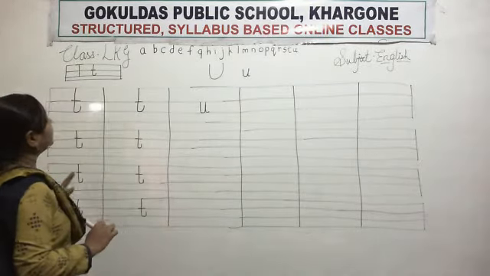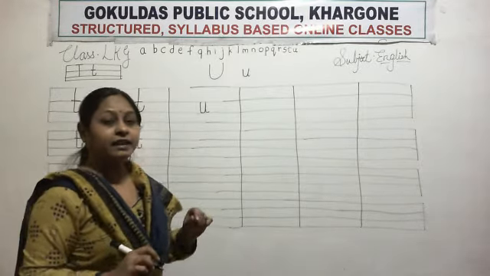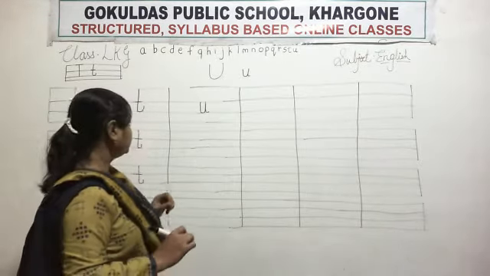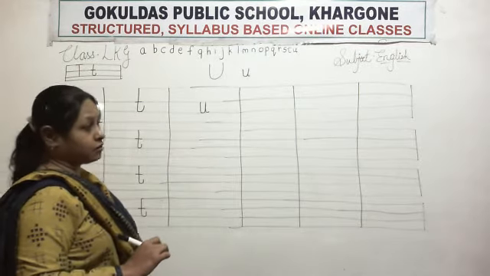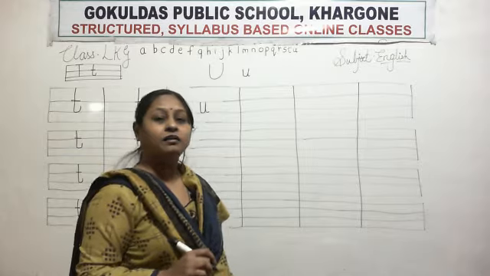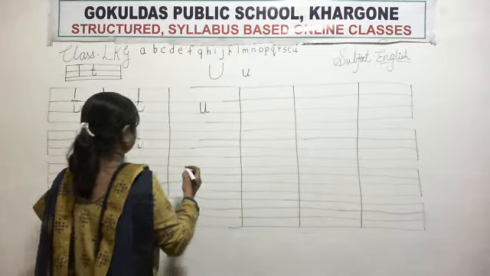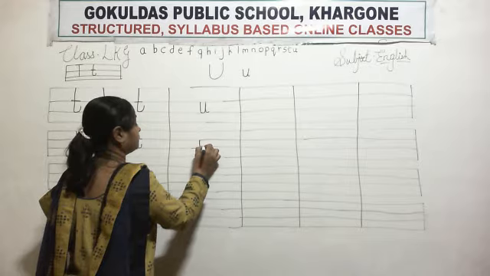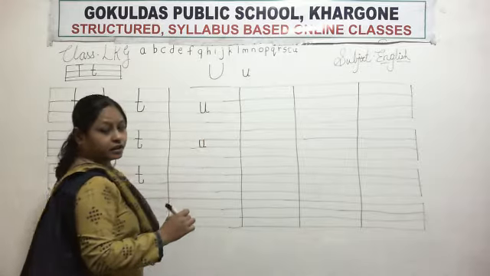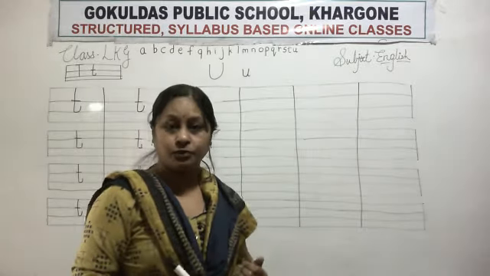Okay. After T, which letter will come? U. Write neatly. Say and write. T, U. And the sound of U is up. Umbrella. Up. Again. Start writing. Standing line, then curve, upward, down, and one small tail of letter U. Which letter is this? Letter U.